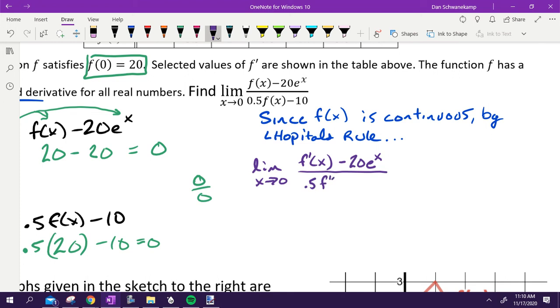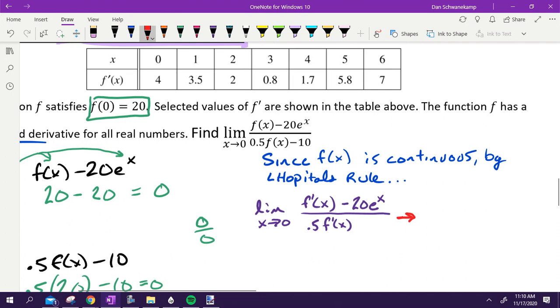The derivative of f is f prime. The derivative of negative 10? Nothing. Good. So we did that. So then let's find that limit. If I find that limit, f prime at 0, what is f prime at 0 going to get me? 4. It says it right there.